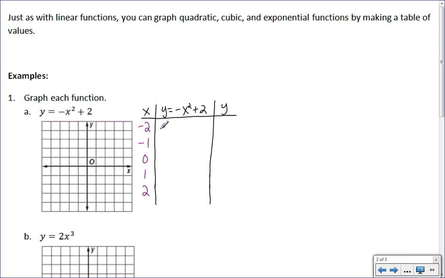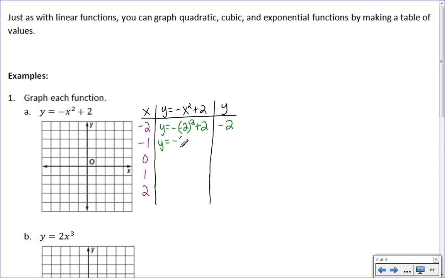So when x is -2, we have y equals, and we have the negative from the equation, and then in parentheses we have x is -2 squared plus 2. So when we evaluate this, we want to make sure that we do the exponent first. -2 squared is +4. And then this outside is treated like multiplication. That makes that 4 negative. So we have -4 plus 2, which is -2.